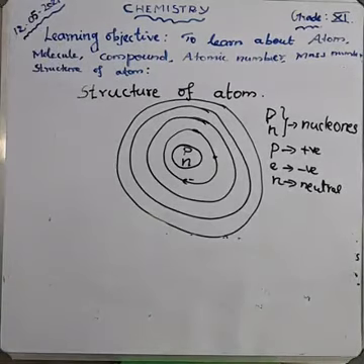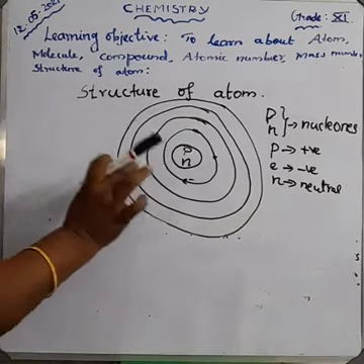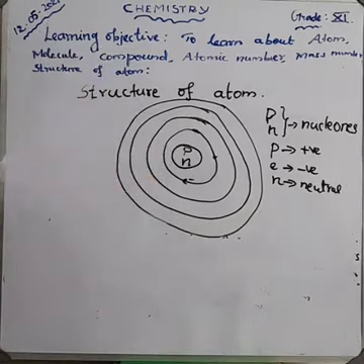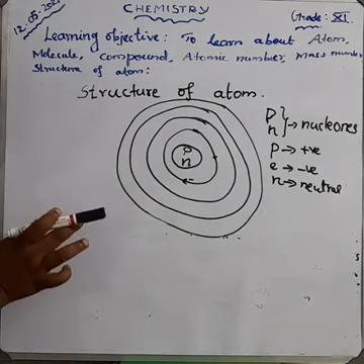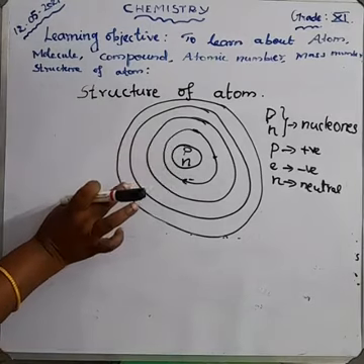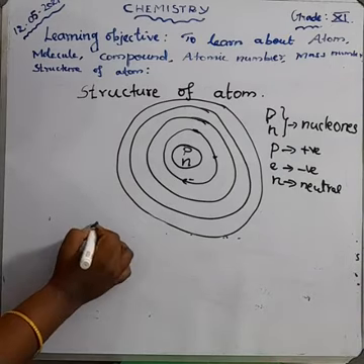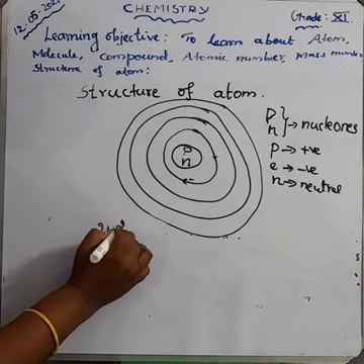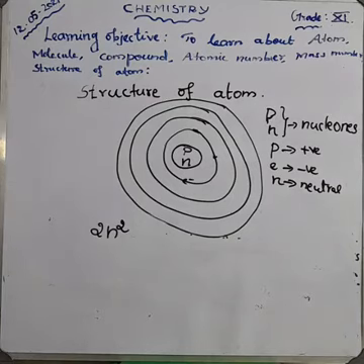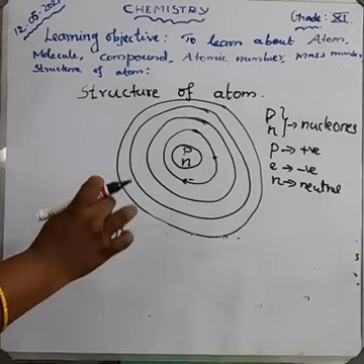The maximum number of electrons occupying a shell has a general formula. What is the general formula? The 2n square formula.